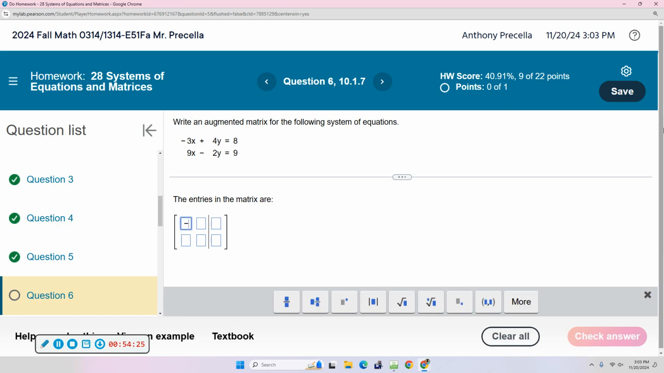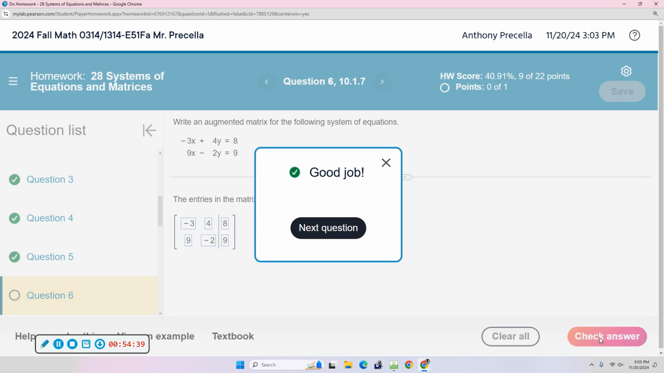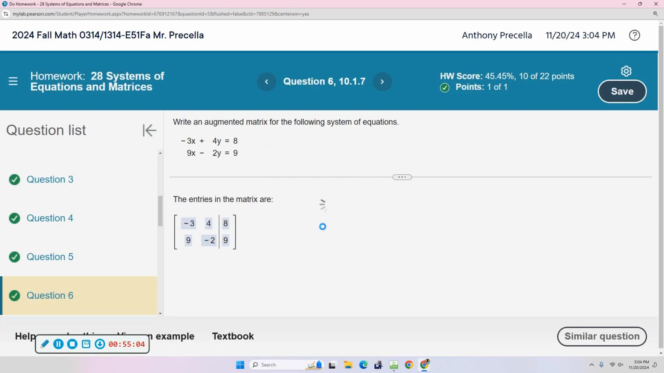Typing in -3, 4, 8, 9, -2, 9. All we have to do is set up an augmented matrix. Now, if you take Math 1324, or if you take linear algebra, you're going to do a lot with augmented matrices, okay? But for our purposes, all we have to do is set them up. We have to be able to set them up, and we have to be able to interpret them. Let's look at the next question.